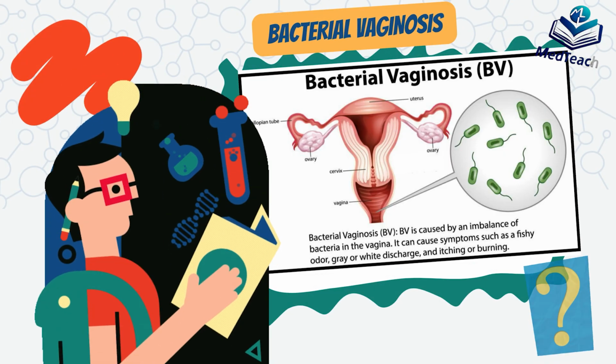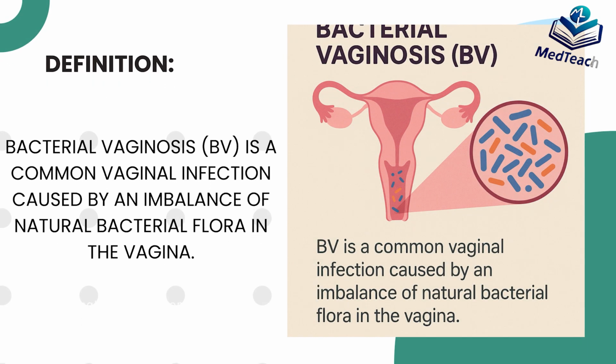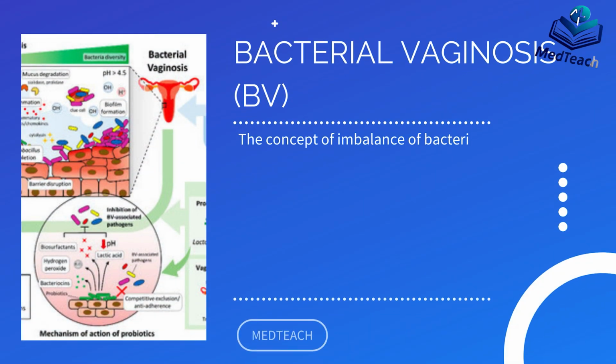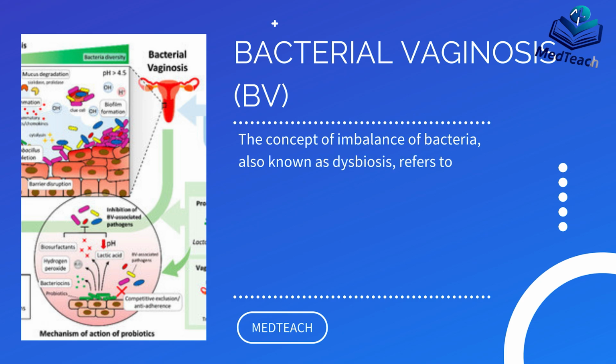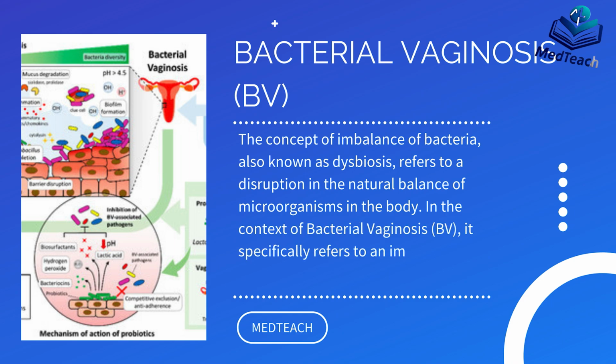Let's discuss bacterial vaginosis today. Bacterial vaginosis is a common vaginal infection caused by an imbalance of natural bacterial flora in the vagina. The concept of imbalance of bacteria is also known as dysbiosis, which refers to a disruption in the natural balance of microorganisms in the body. In the context of bacterial vaginosis, it specifically refers to an imbalance of the vaginal microbiome.